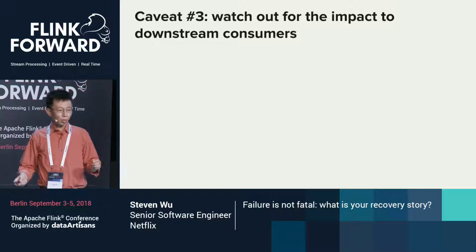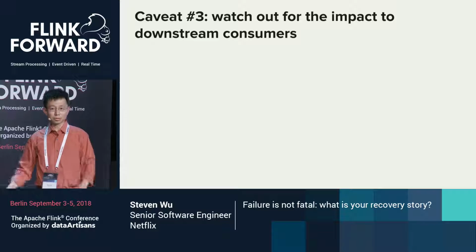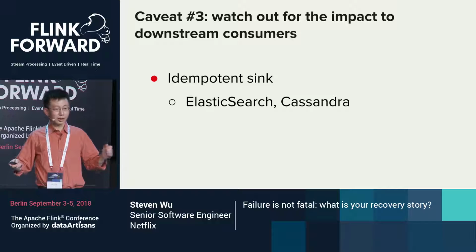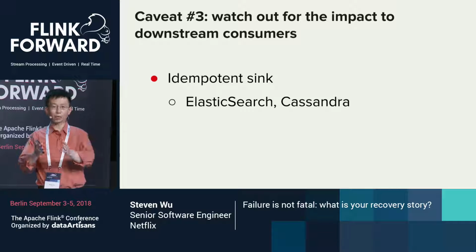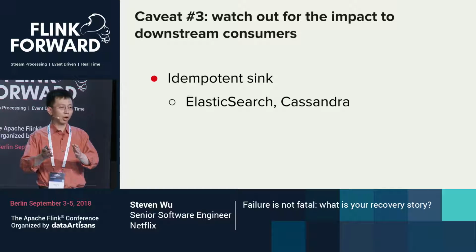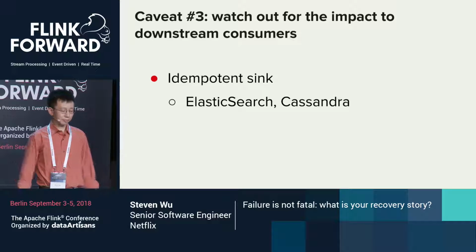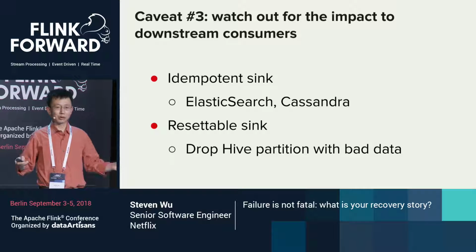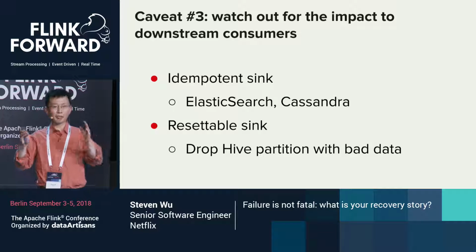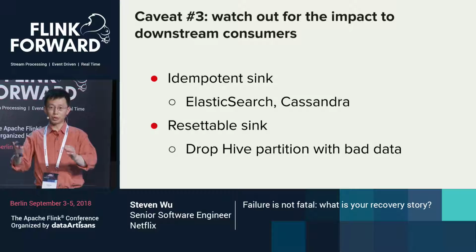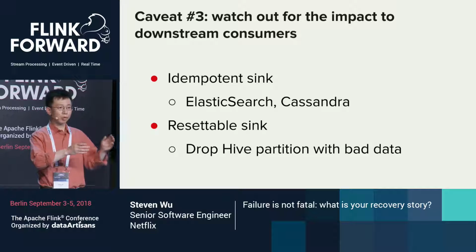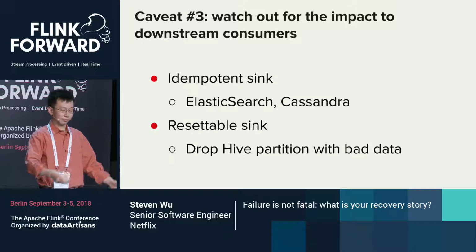Caveat number three, watch out for the impact to your downstream consumers. If you have an idempotent sink, like Elasticsearch or Cassandra, where you can have last write win, this problem won't be an issue because the result will be corrected once we're done reprocessing data from the outage period. For lack of a better name, I call the second category resettable sink. For example, if you know some Hive partition contains bad data from the outage period, you can just drop those Hive partitions and repopulate them once we're done with reprocessing events from the outage period.